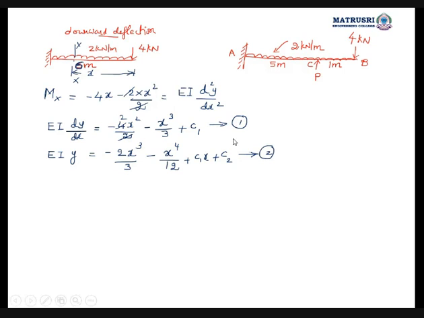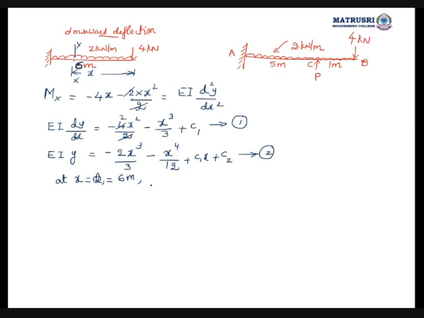So what are the boundary conditions? We have x is equal to 6. What we will have here? Here fixed support. So deflection and slope both are 0 here. Therefore, here x is equal to 0. Sorry, x is equal to L. What is L? How much here? 6 meter.